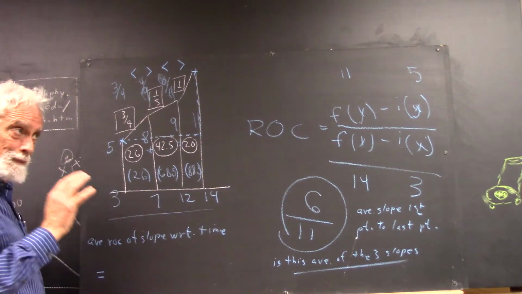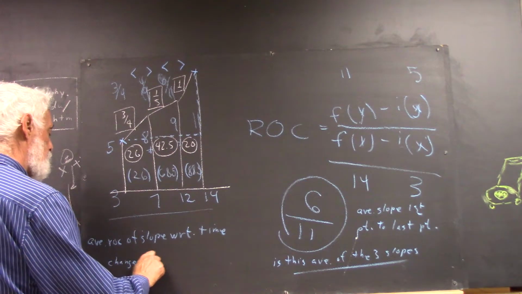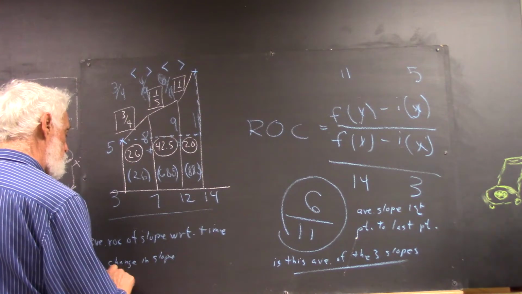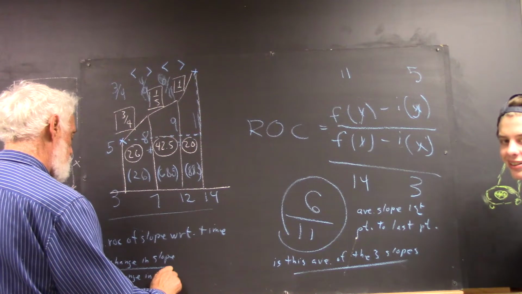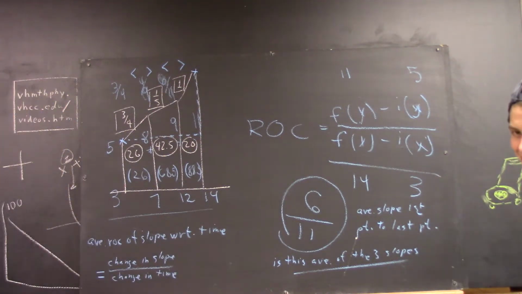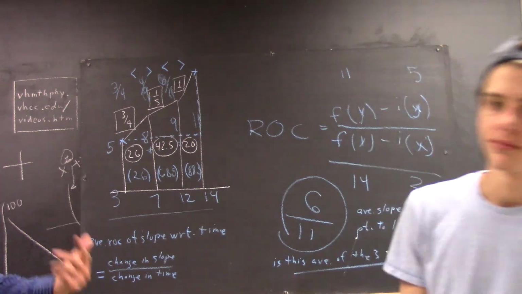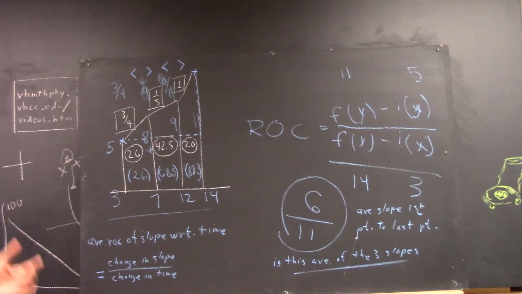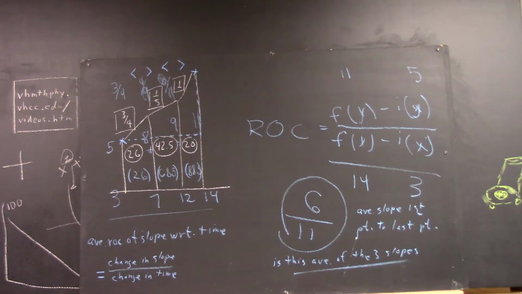Probably easier to go one step at a time and say change in slope over change in time. Everybody agree? I agree. Okay? Because that's the very first words you have in the rate of change definition. Now, so you need two slopes and two times, right? Yep. So where are you going to find two slopes? The beginning one and the final one.